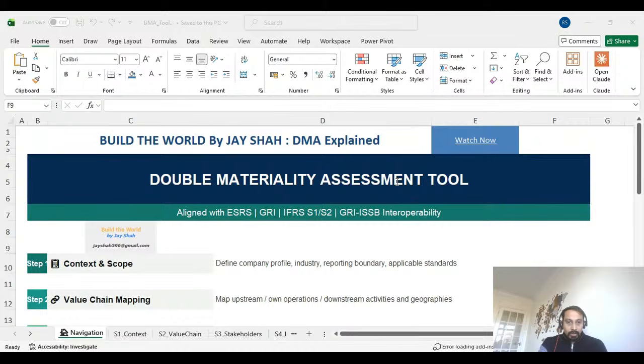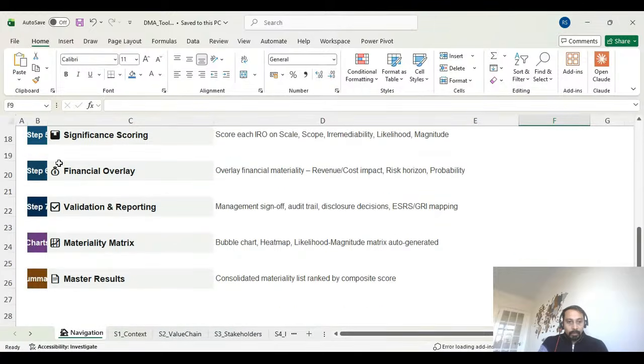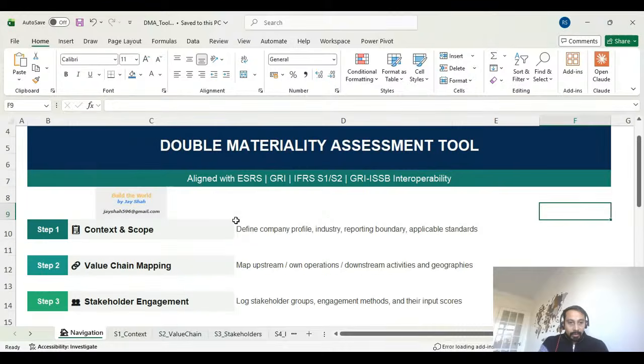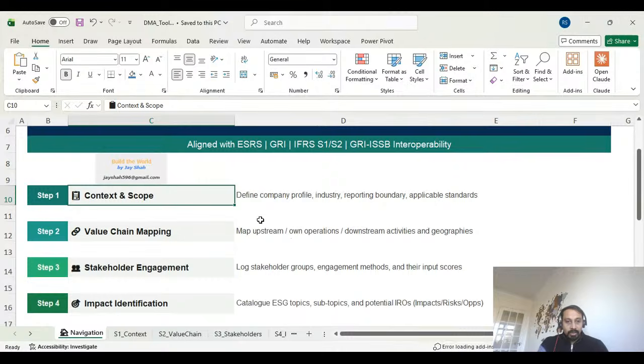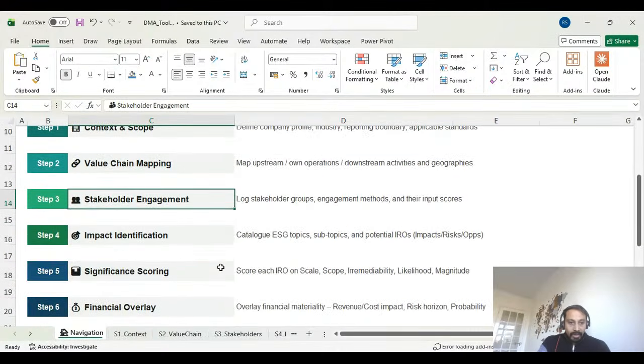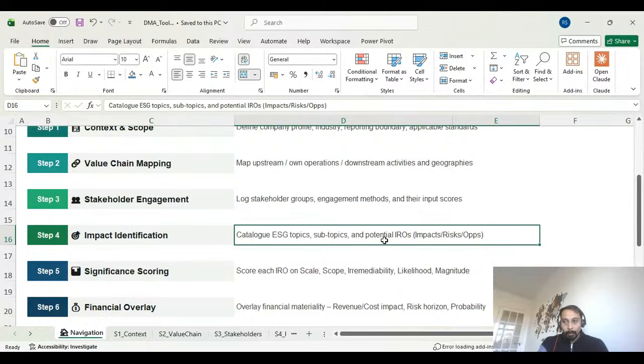I will just introduce the sheets that we are going to see today. So the navigation, which is a home page. The first sheet is simply the navigation or landing page of the tool. Think of this as your control panel. It shows that the tool is aligned with various things, and it shows you the various steps that are covered in this whole session end to end. First is context and scope, then value chain mapping, then stakeholder engagement, then step four is the impact identification, which is part of the potential IROs, which is impact, risk, and opportunities.